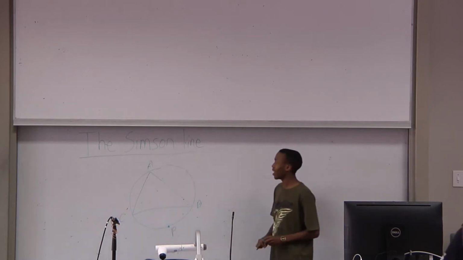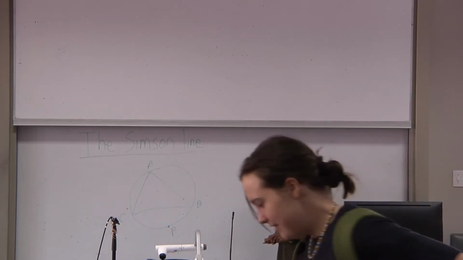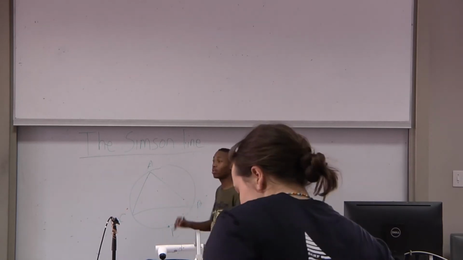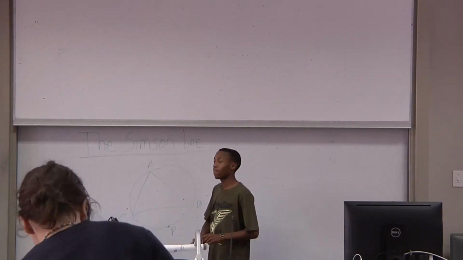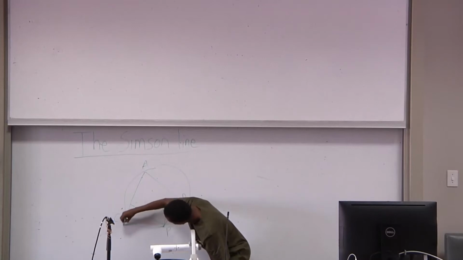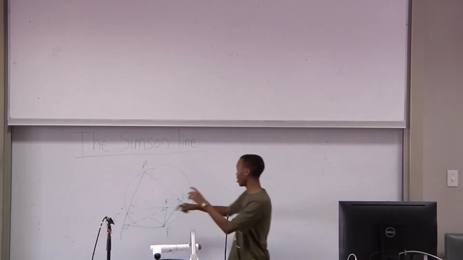The Simson line states that if we do this. It's a P because there's no P in the Simson. So let's say that. Yeah, my diagram is not that accurate. It's kind of hard to draw it.